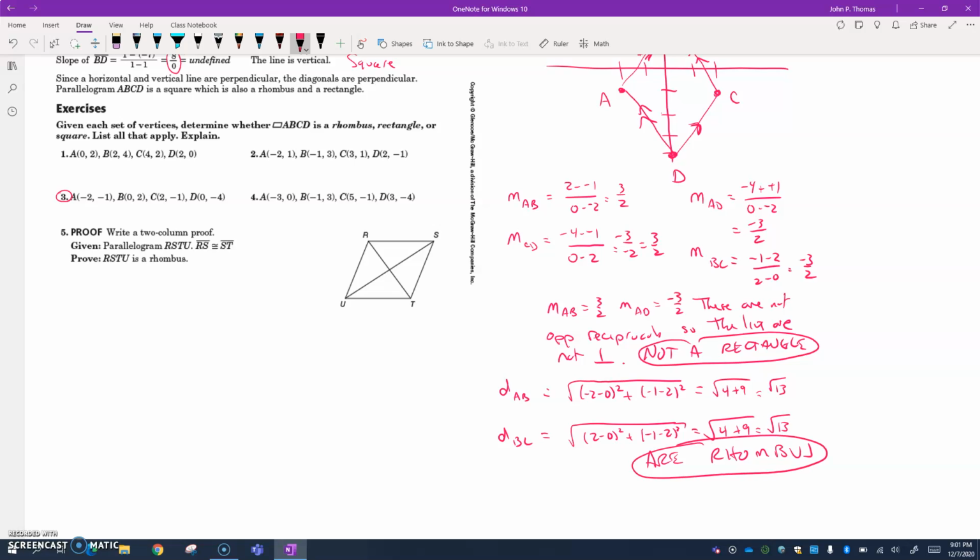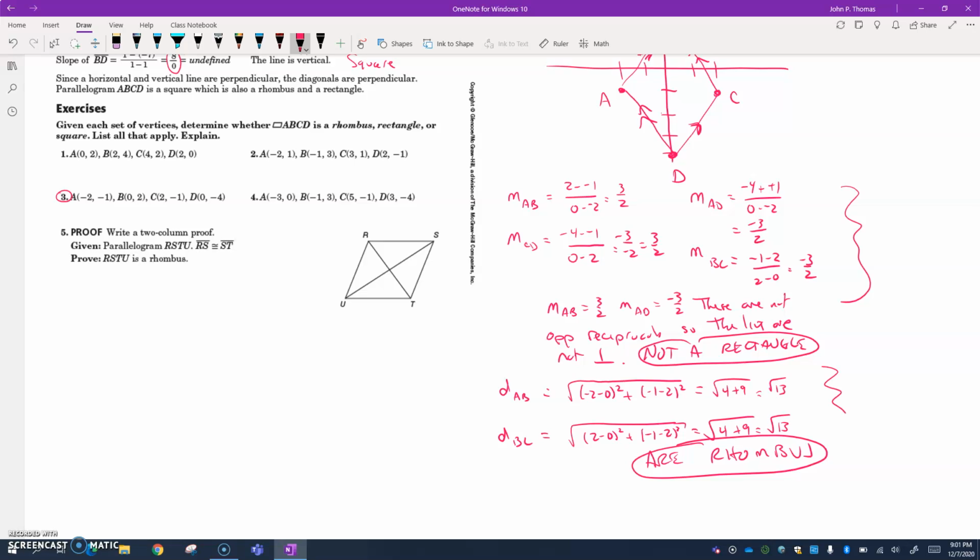Now it can't be a square, because to be a square, it has to be both a rectangle and a rhombus. To me, this strategy is going to be your best route on each of these because it hits all of them right out of the gates. Up here, the slopes will tell you whether or not it's a rectangle. It'll also confirm that it's a parallelogram if that hasn't already been done in the wording.